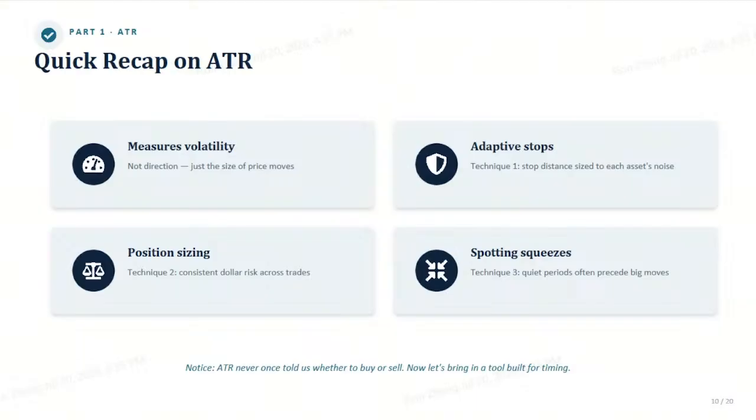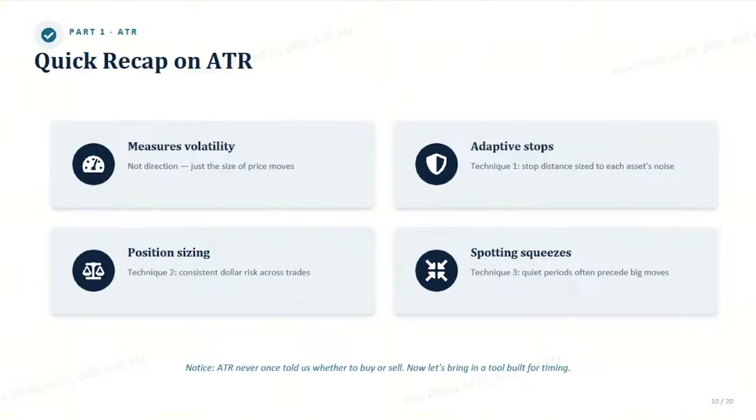ATR measures how much an asset moves, not which direction it moves. A rising ATR means bigger swings. A falling ATR means the market is calming down. And we covered 3 techniques. Using ATR to set stops that adapt to each asset's natural noise. Using ATR to size positions so your risk stays consistent across different trades. And using ATR to spot quiet periods that often precede bigger moves.